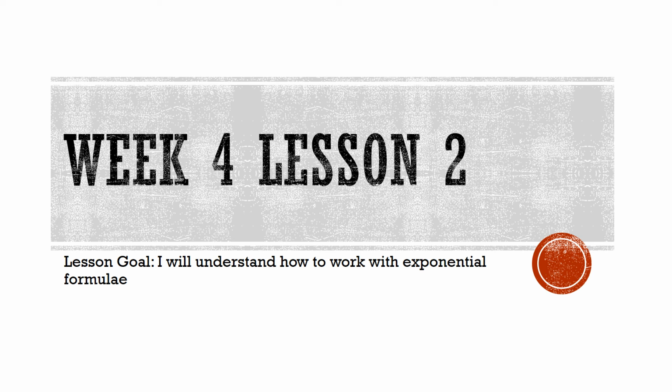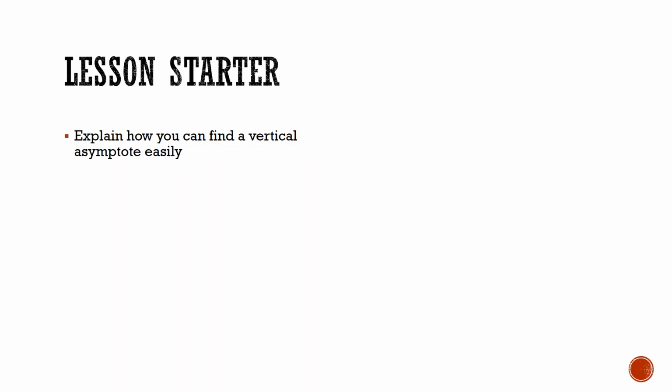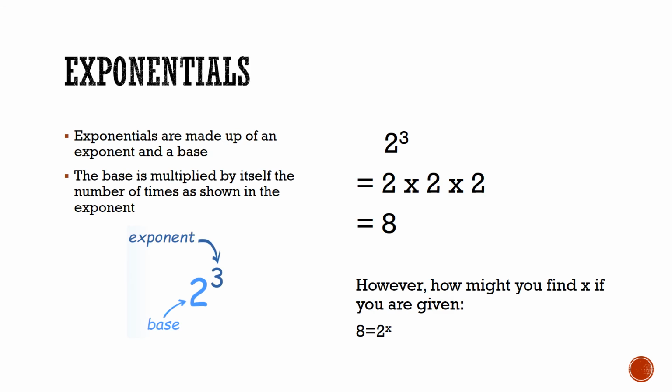Morning, today's lesson and Friday's lesson are going to focus heavily on exponential and logarithmic formulae. I might actually try to do Friday's lesson today as well, so if you want to go straight from one lesson to the other, you can do that. Let's see how we go. So the first thing I want you to do is a bit of revision, explain how you find vertical asymptotes. Don't need you to find one, just explain the process.